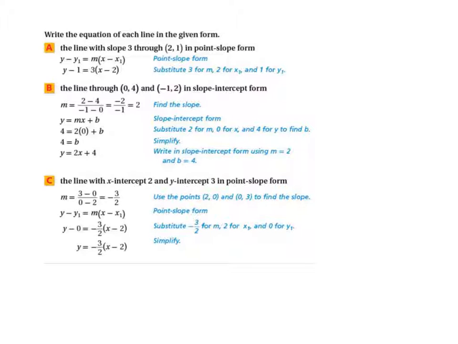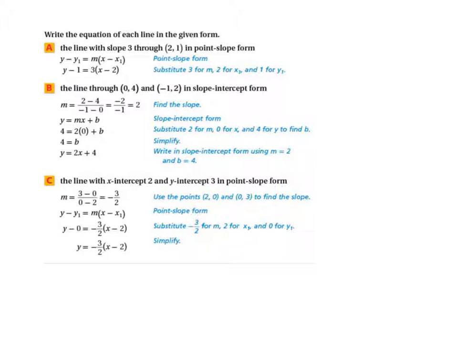So in example A, we're given a slope of 3 and a point. Since we're given the slope and the point, we're going to start with point-slope form. In fact, in this problem, they're only asking for point-slope form. So once we plug those numbers into the point-slope formula, we are done with the problem.